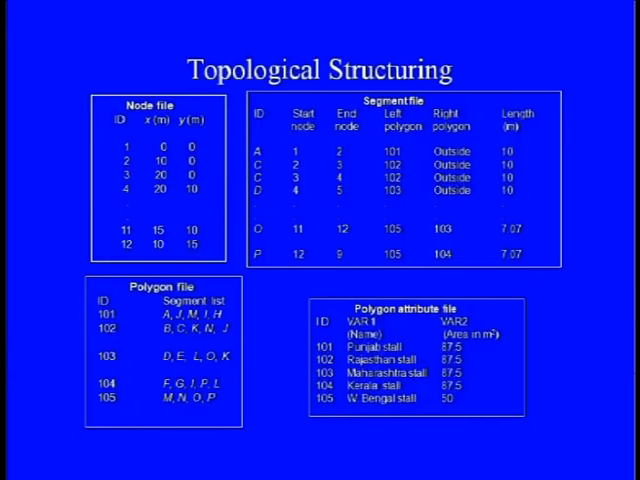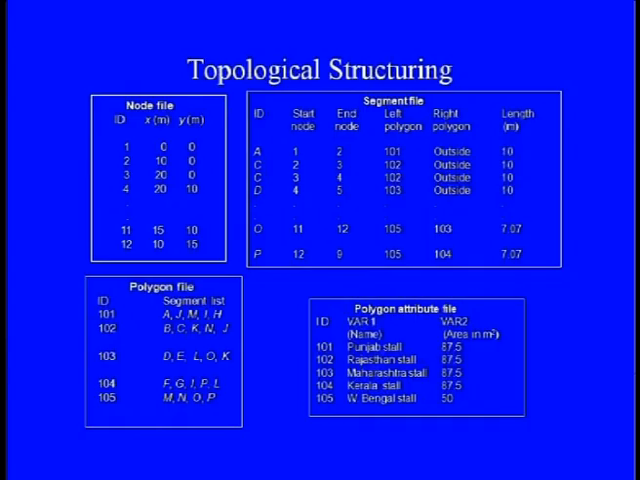meters. Similarly, we can go and identify the side C, for which the start and the end nodes are designated as 2 and 3 respectively. On the left hand side, it has the polygon 102, and on the right hand side, this is outside the feature space, again the length is 10 meters. So, in this manner, the file segment will provide the information for each of the lines, thereby its start and end nodes would be identified, and its topology on the left and right will also be indicated along with the length.